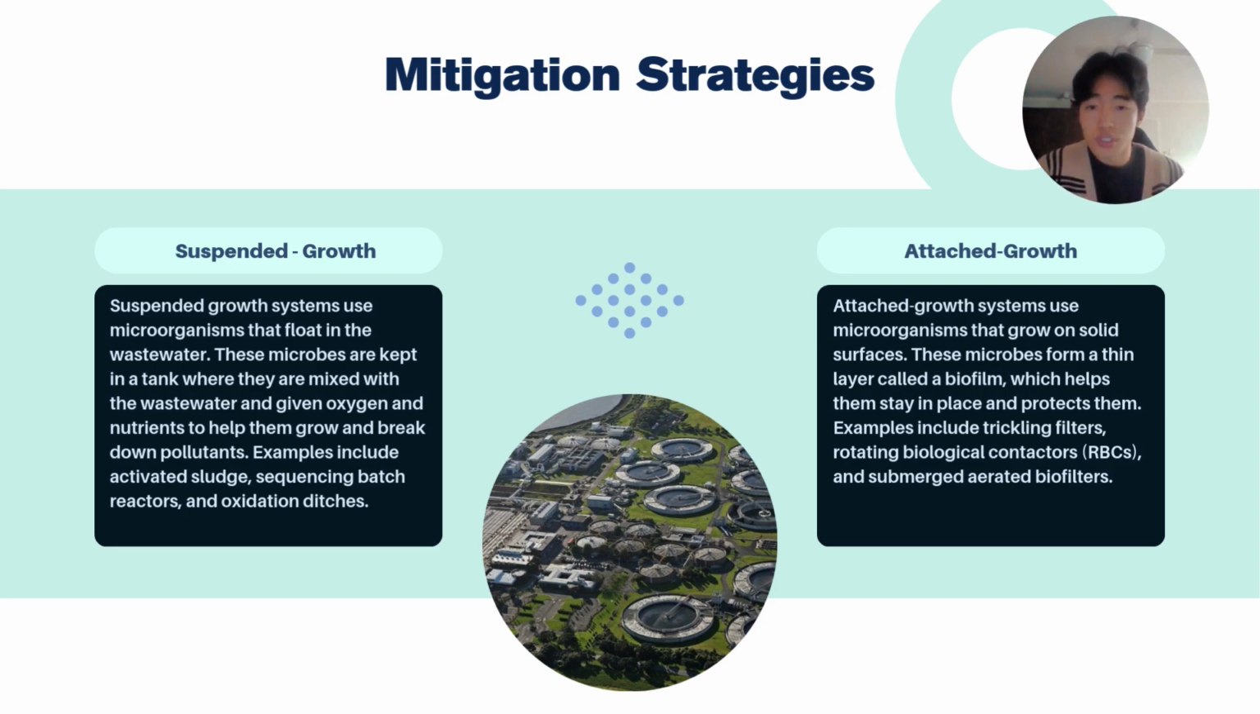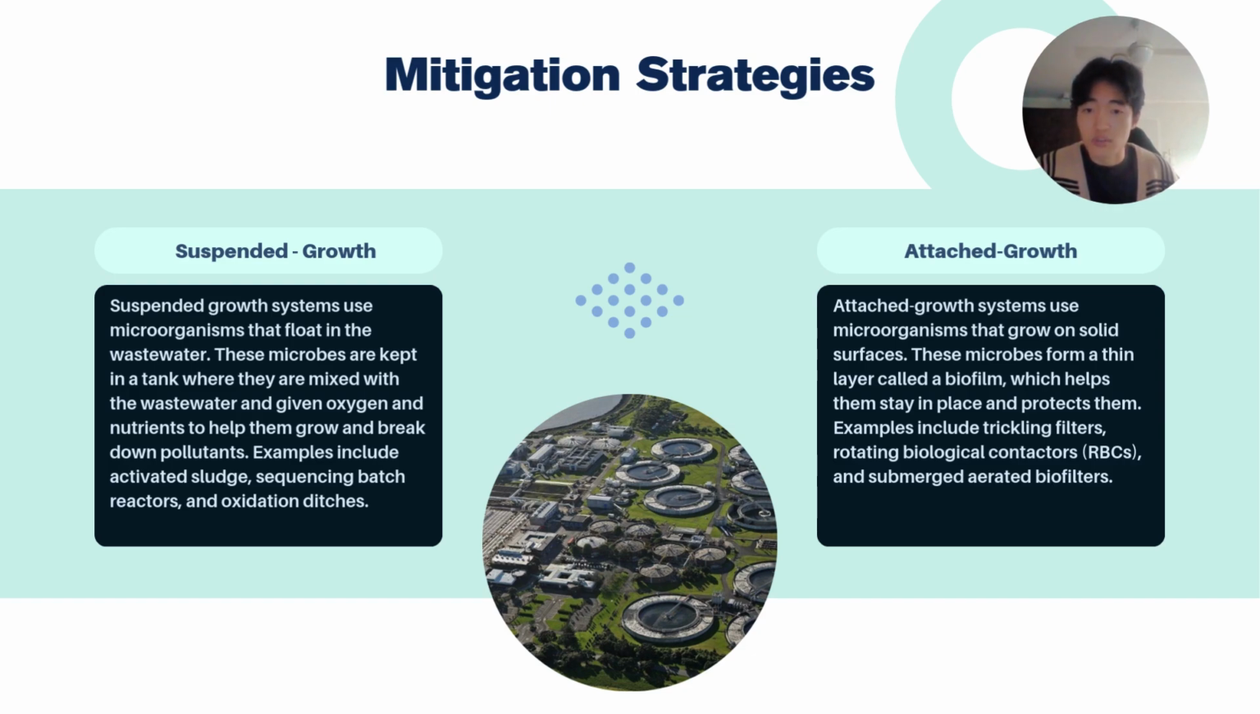In addressing the pollution in the Mangapu Stream, my mitigation strategy will focus on two key biological treatment systems: suspended growth and attached growth. Suspended growth systems, shown on the left side, use microorganisms that float freely in the wastewater. Microbial growth helps break down the pollutants effectively and remove the suspended solids. Common systems include activated sludge and sequencing batch reactors.